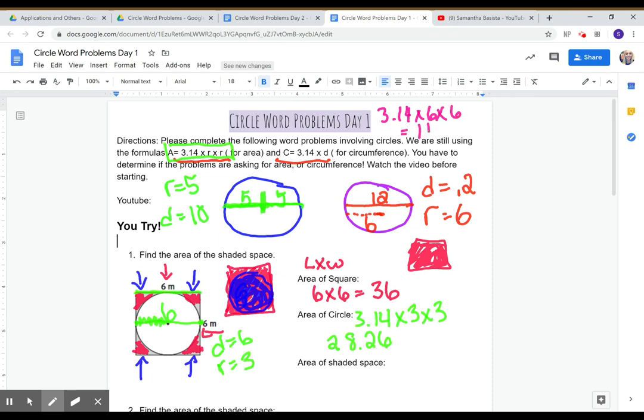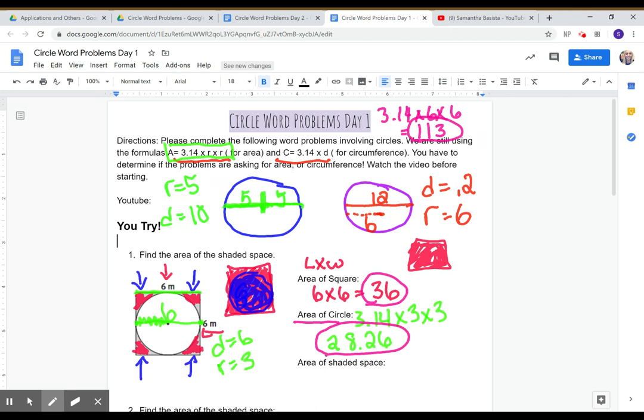I think it's like 113. Okay? That would not make sense because the square is bigger than the circle, right? The circle is inside the square. And the area of our square was 36. So I can't have the area of the circle be 113. That's way bigger than the square. So it makes sense that my area of my circle is less than 36, right?